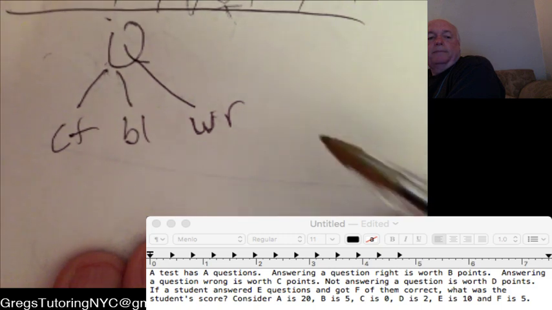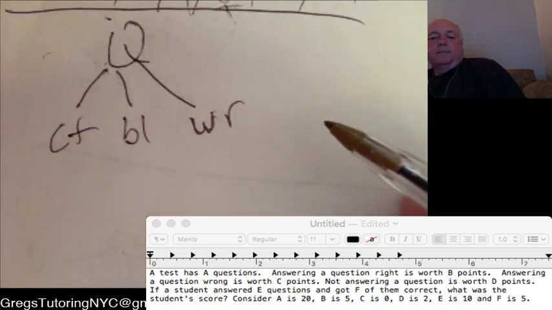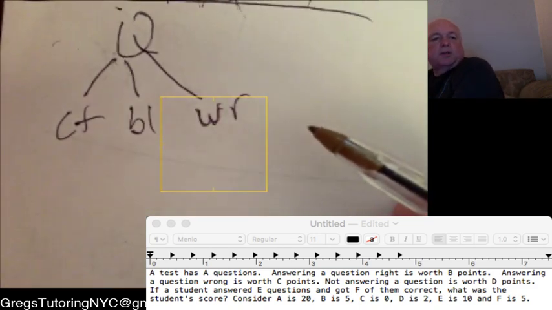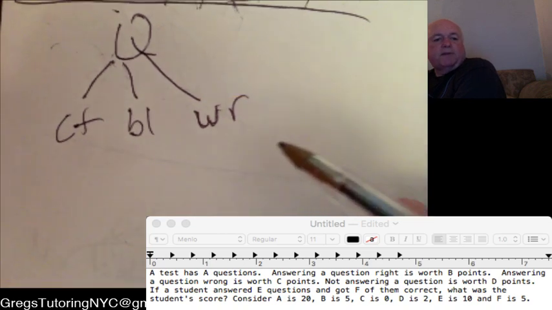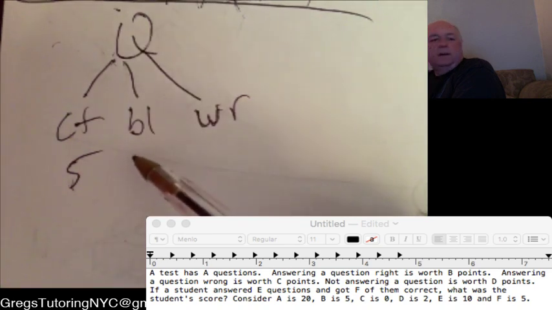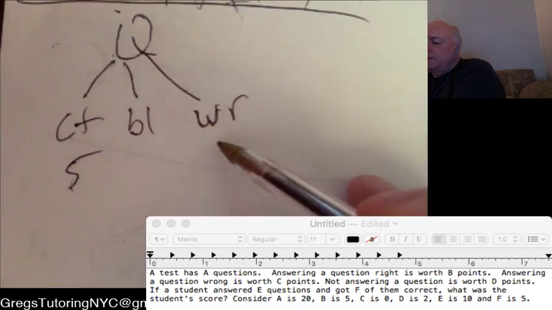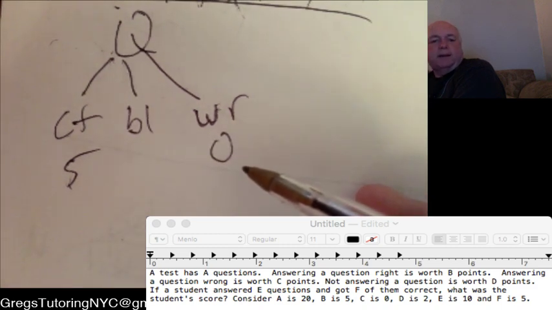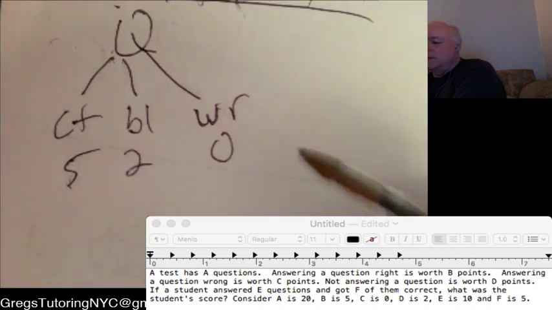And it's telling us that, let's see. So if a question is right, it's worth B points, and B is 5. Okay, so if it's correct, it's worth 5. It's telling us that if a question is wrong, it's worth C points, and C is 0. Wait a second, that was wrong. Yeah, C is 0. And if we leave it blank, it's going to be worth D points, and D is worth 2. So that's our scenario.